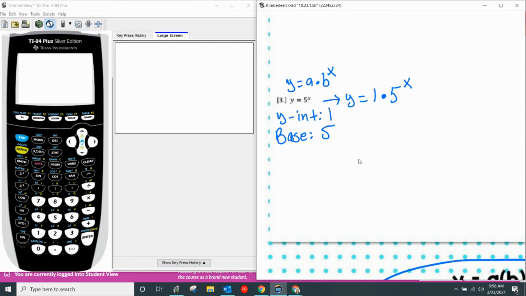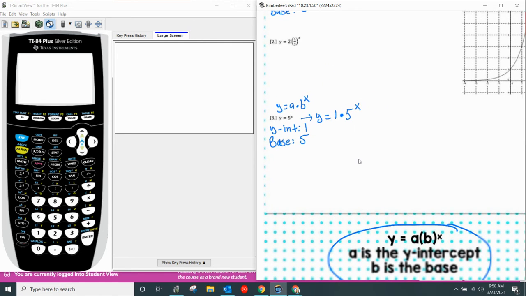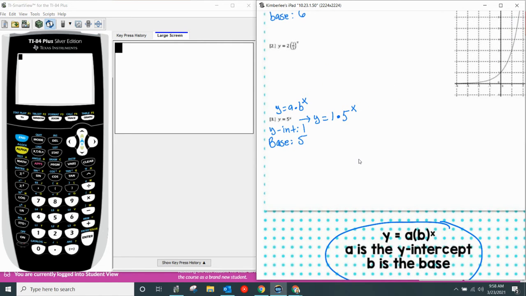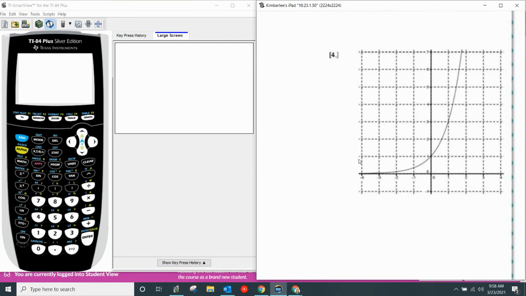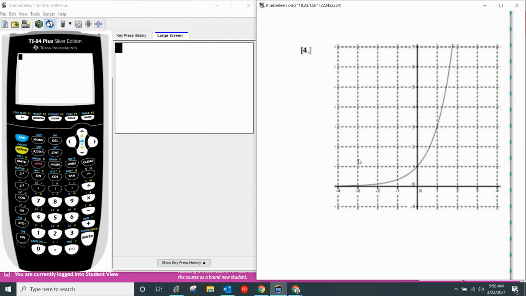For the notes activity, we want to identify our y-intercept and we want to identify our base. But let's say I've been given a graph instead. Look at number 4. If you've been given a graph, finding my y-intercept, my a value, remember a is your y-intercept, is pretty easy because I know where it's crossing my y-axis right here. The numbers are kind of hard to see, but we can count. Here's the origin, so it's crossing the y-axis at 1.